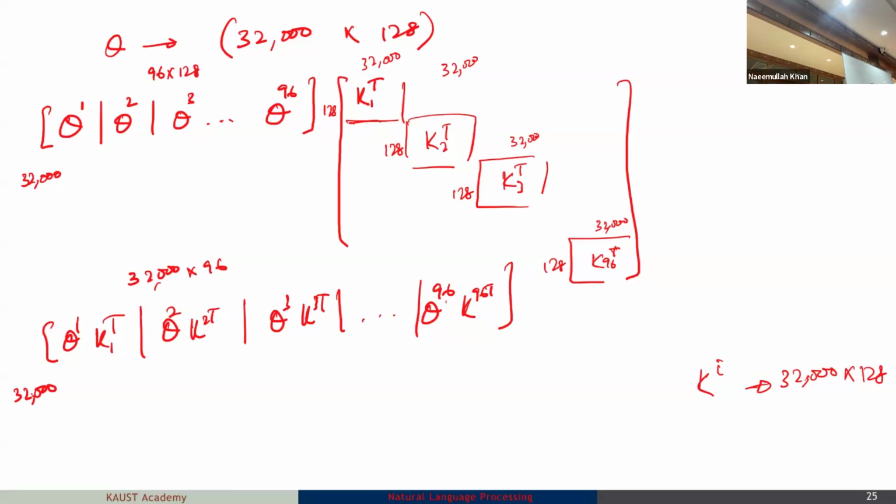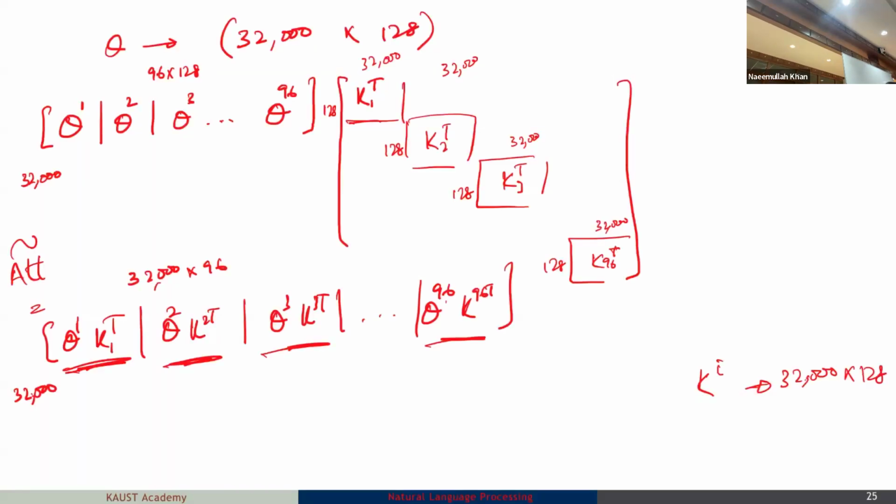I seem to be going somewhere. I have attention maps. This is the attention map of the first head, attention map of the second head, attention map of the third head, attention map of the 96th head. I will do the appropriate step. Let me call this attention tilde. It's not attention tilde yet. Let me do the softmax and then call it attention tilde.